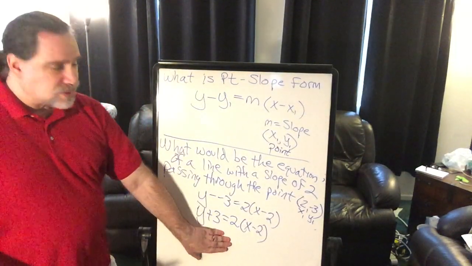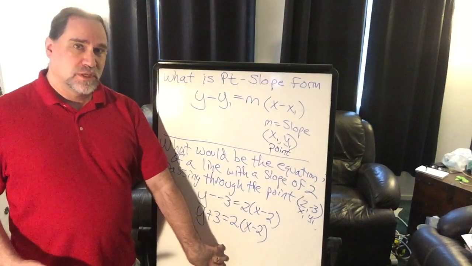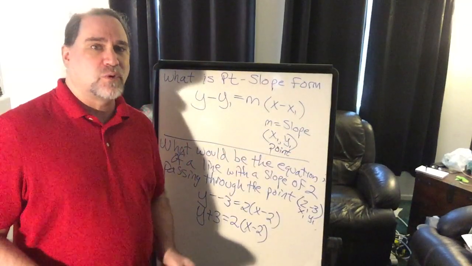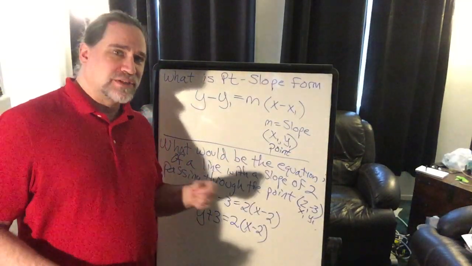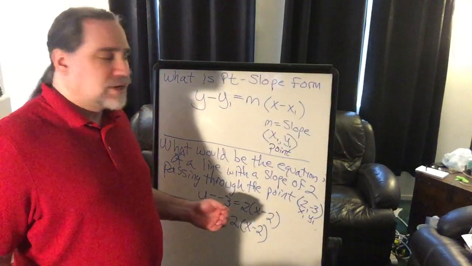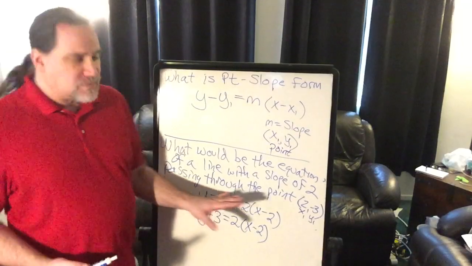But this is an equation in point-slope form. So we went from having just a point and a slope to, boom, I can immediately write an equation in point-slope form given I had a point and I had a slope. Okay, pretty straightforward, and very easy to work with.